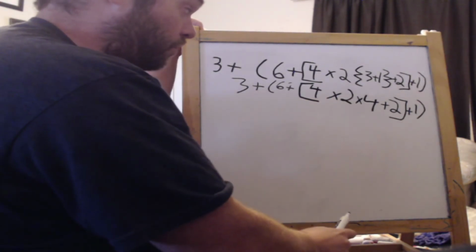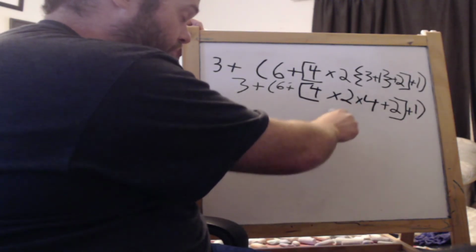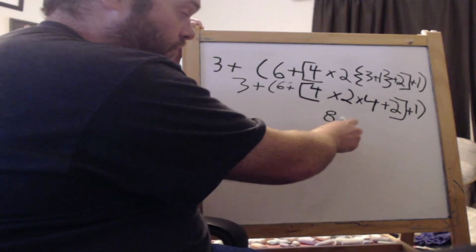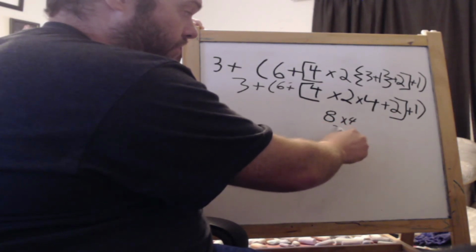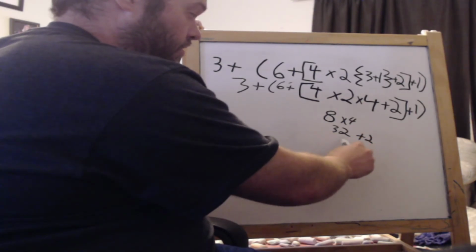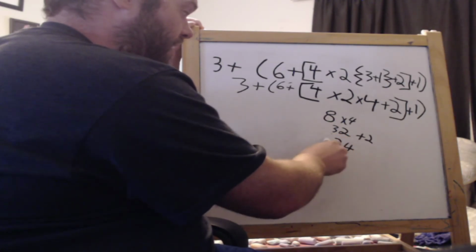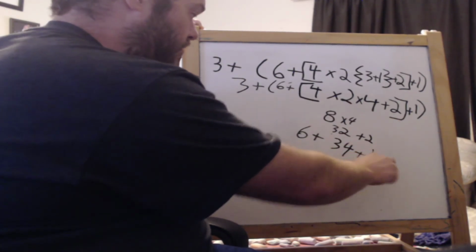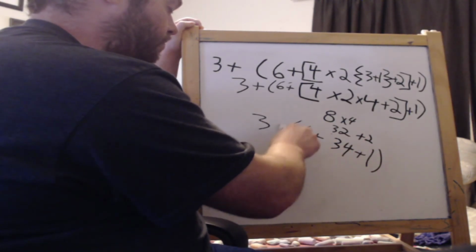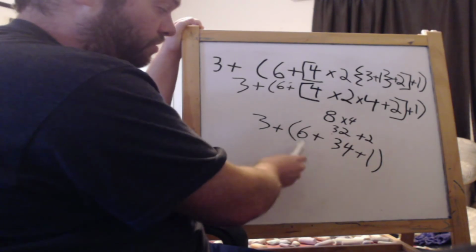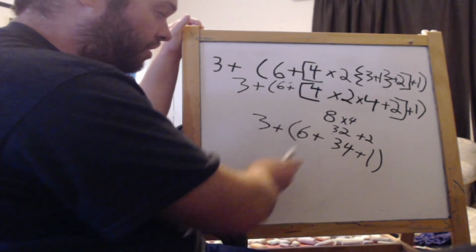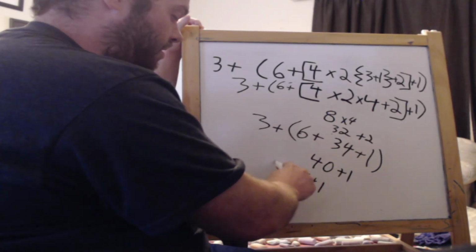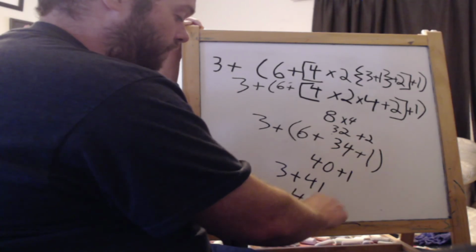Since multiplication comes before addition, we can do 4 times 2, going left to right, equals 8. And then times 4, which equals 32, and then plus 2, so it would be 34. Then we do 6 plus 34, because 34 is what's in the brackets, then plus 1, and then 3 plus. Since they're all addition, you can just remove the brackets because of the commutative property. But anyway, 6 plus 34 is 40, and then plus 1 equals 41, and then 3 plus 41 equals 44.